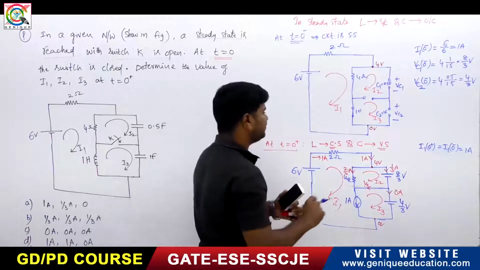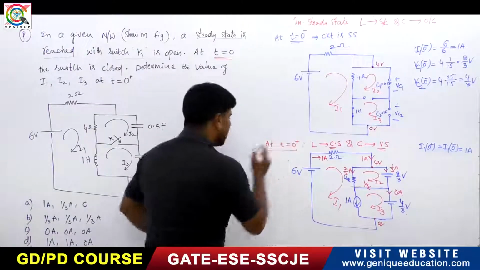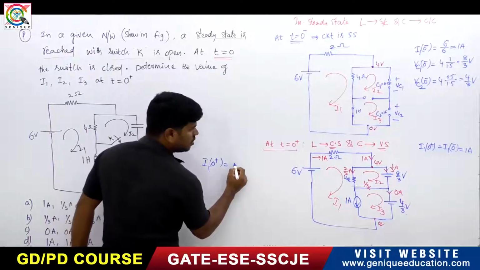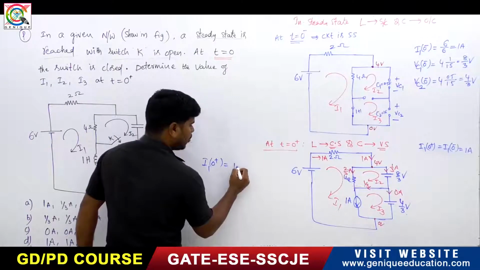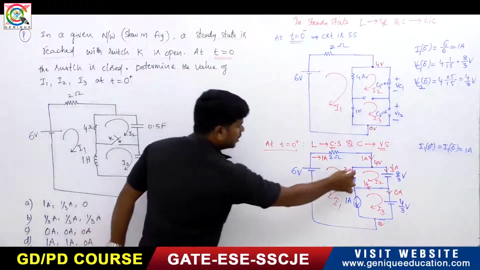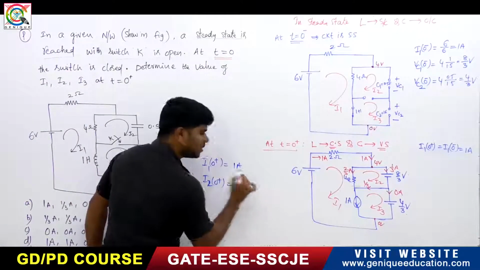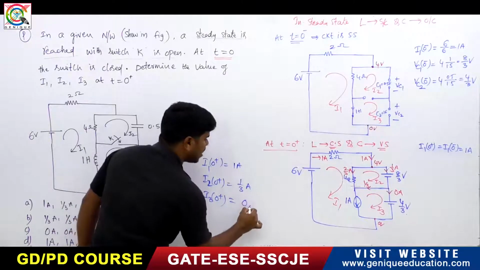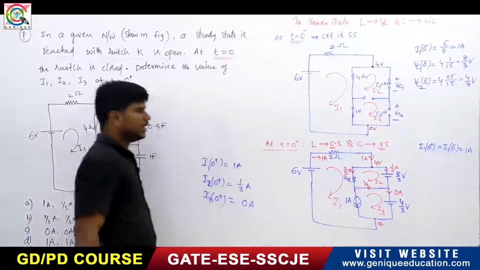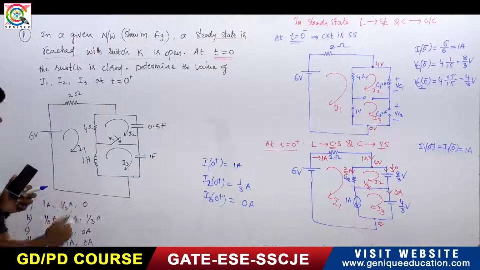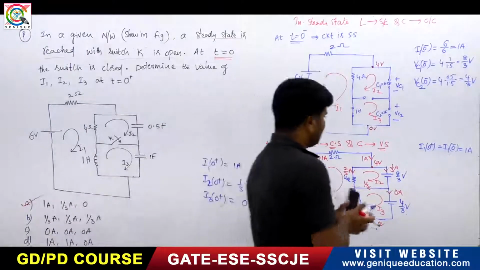So this will be equal to what? I1 of 0 plus is equal to how much? I1 of 0 plus is equal to 1 ampere. So I2 of 0 plus is equal to 1 by 3 amperes, right? Now I3 of 0 plus is equal to 0 amperes. This is the current, right? So what is the option? Option A is the answer, right?